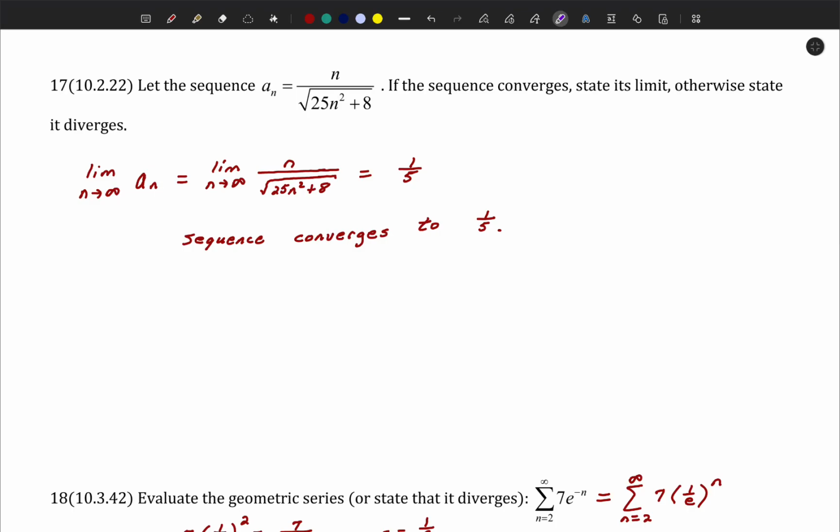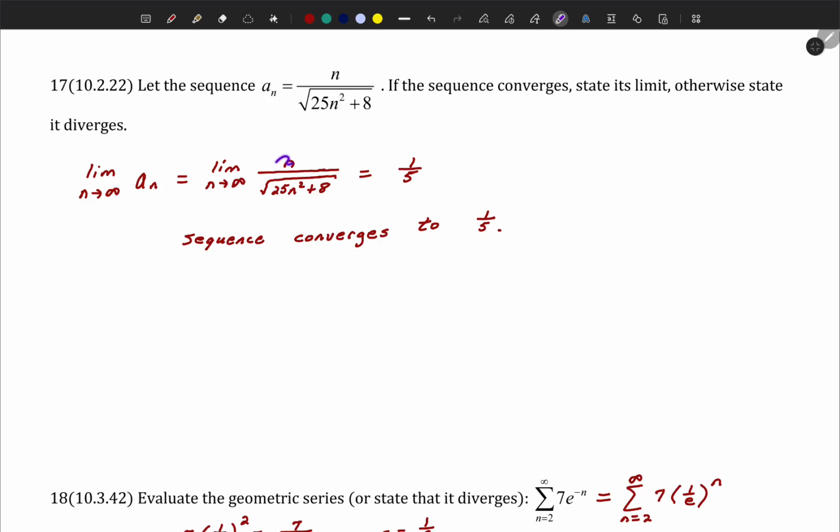So in this case, this is going to be fairly straightforward. Anytime you have a limit as n approaches infinity, you only have to worry about the fraction of the leading coefficients. When I'm looking at this problem, I didn't write it, but I thought of it this way: the limit as n approaches infinity, my numerator has an n, and the square root of 25n squared in the denominator is the same thing as 5n. Yes, there's more to it, but it doesn't matter.